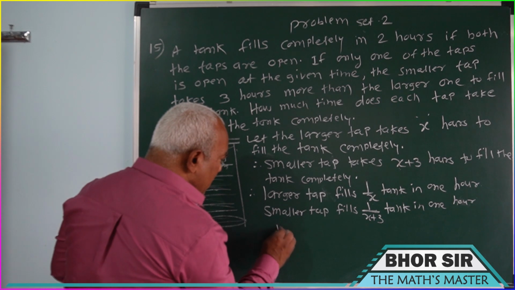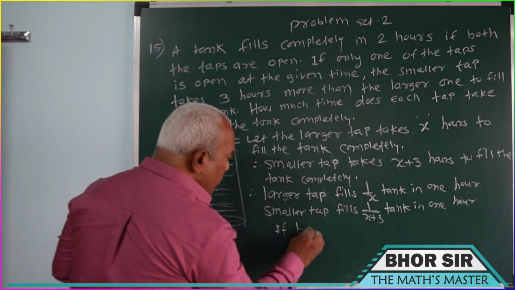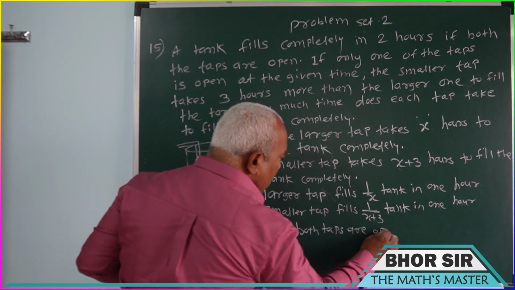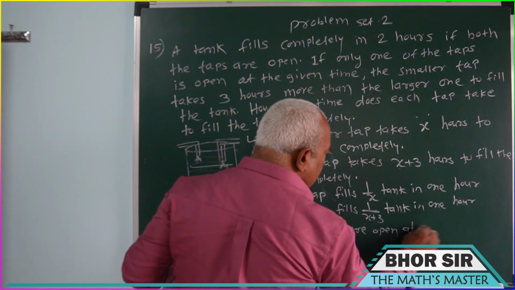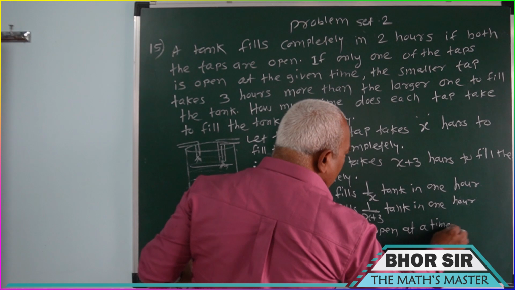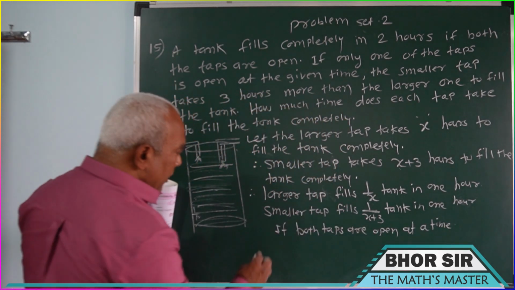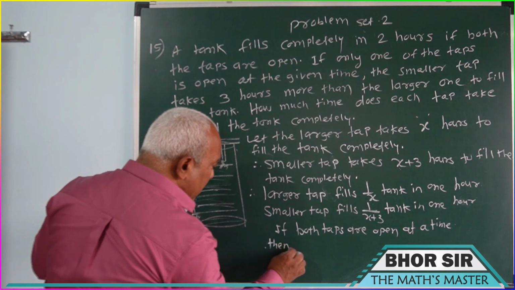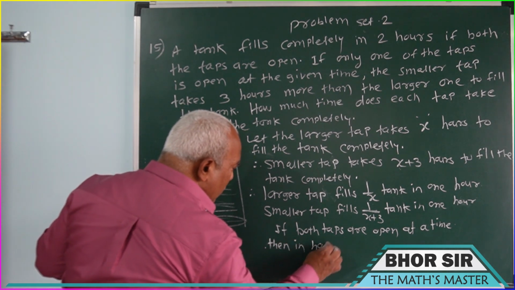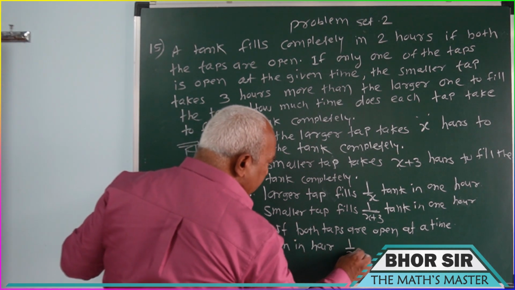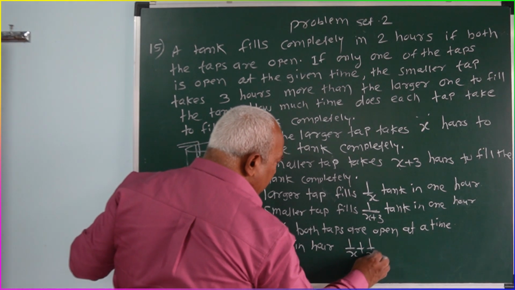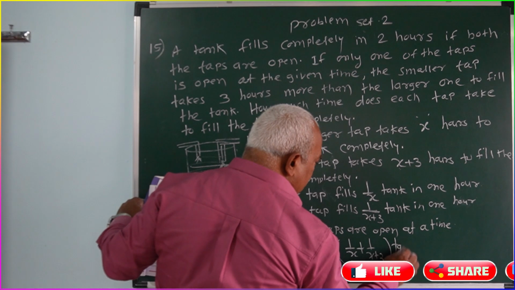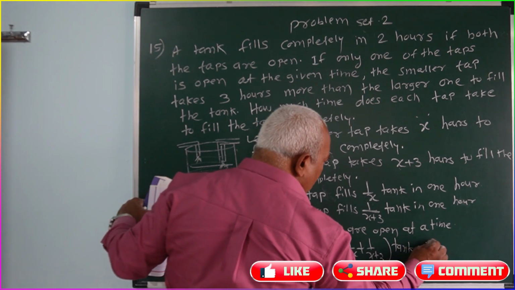If both taps are open at a time, then in 1 hour, 1 upon x plus 1 upon x plus 3 of the tank will be filled.